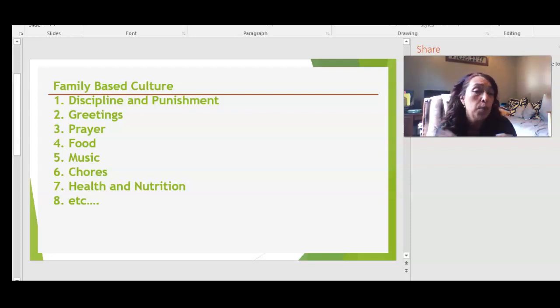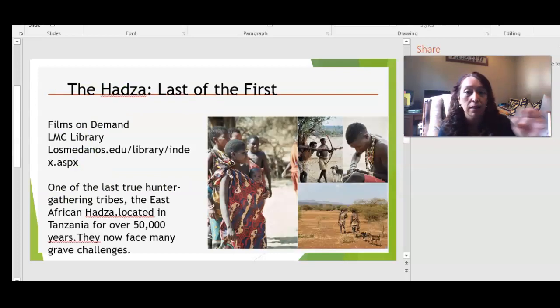We could continue. It could be even as easy as going to your homes. People might have to take off their shoes before they enter your home, right? Those are family-based ideologies and culture.